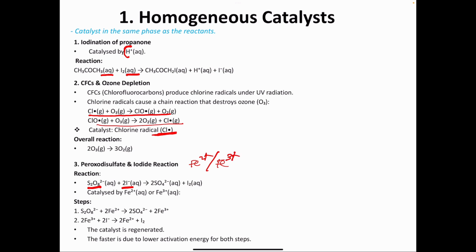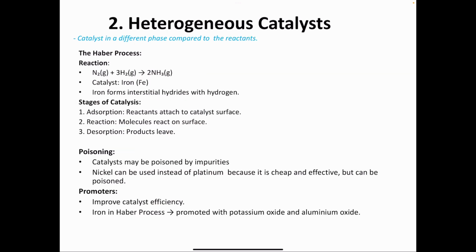Now in this example here, iron 2 plus is used as a catalyst, and it will react with peroxydisulfate first in order to give us sulfate and iron 3 plus, and then this iron 3 plus is going to be reduced back to iron 2 plus as iodide reacts with it to give us iodine. This is a 2-step reaction when peroxydisulfate reacts with iodide ions, and the catalyst is going to be regenerated.